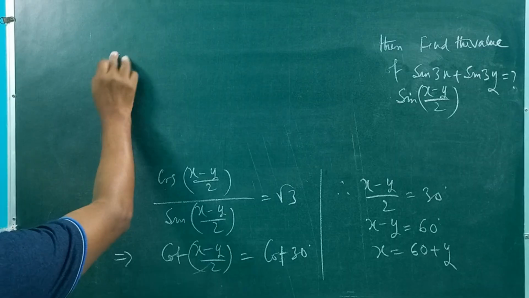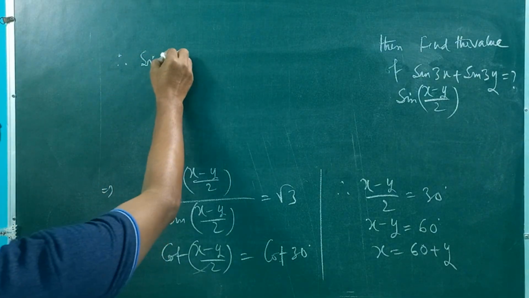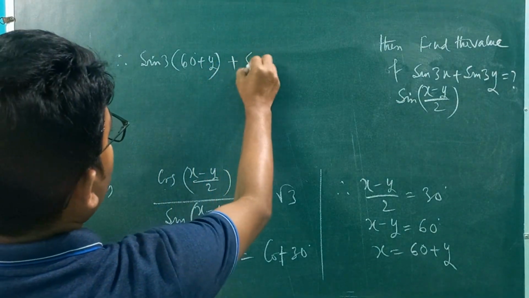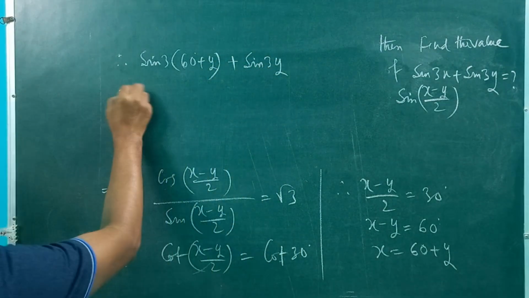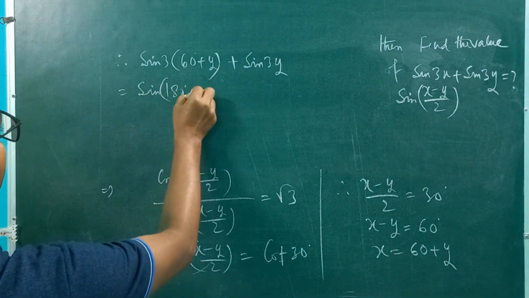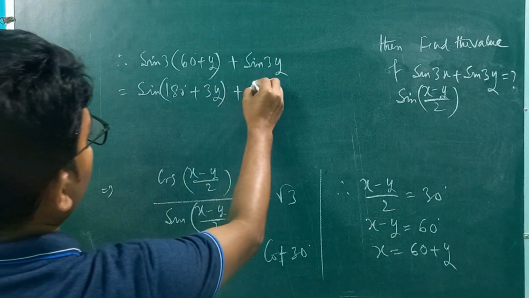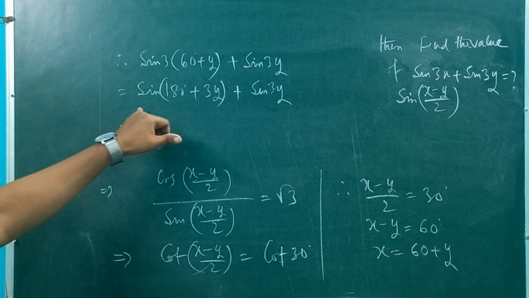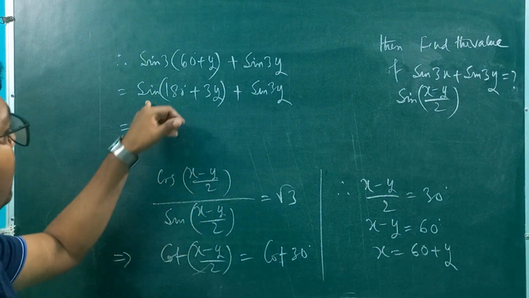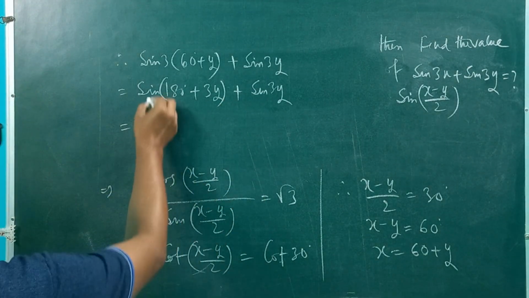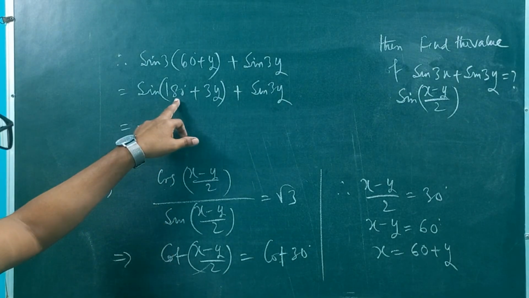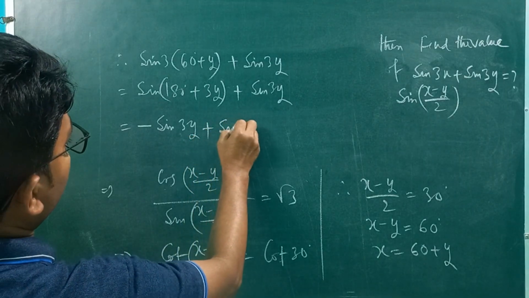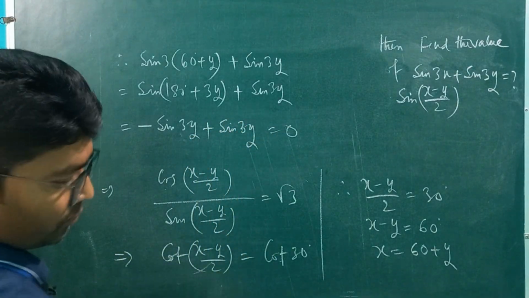What you will get here? Therefore, sin 3x, that is sin of 3 into 60 plus y, plus sin 3y. So sin 180 plus 3y plus sin 3y. Now what will this one be? Sin 180 plus 3y, this one is in the third quadrant. So in the third quadrant sin is negative and 180 is an even multiple of 90. So this one is minus sin 3y plus sin 3y equal to 0.